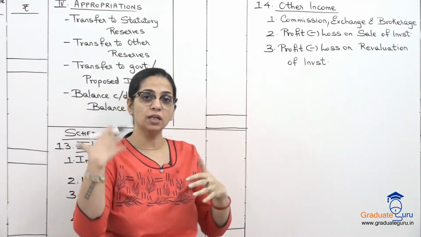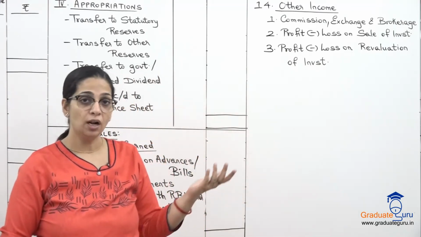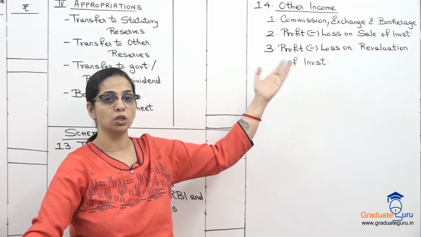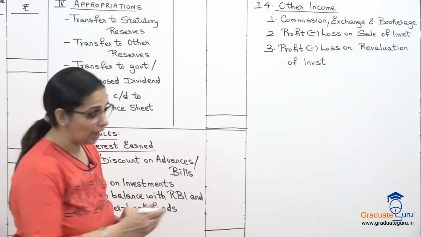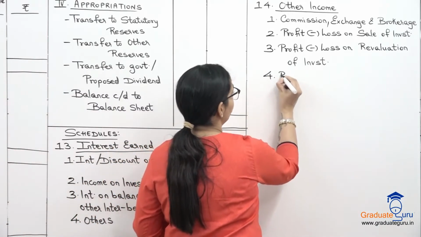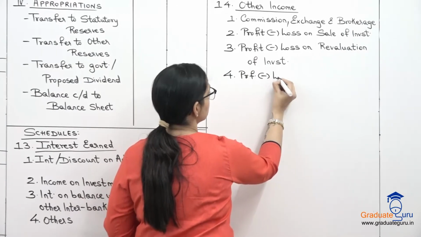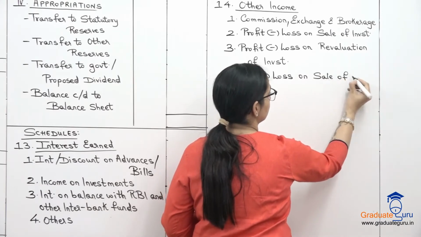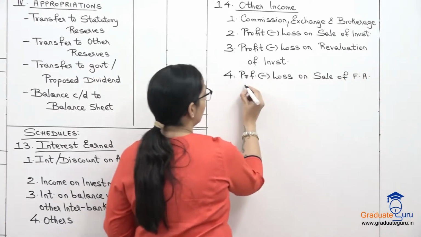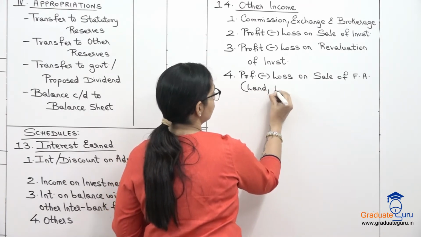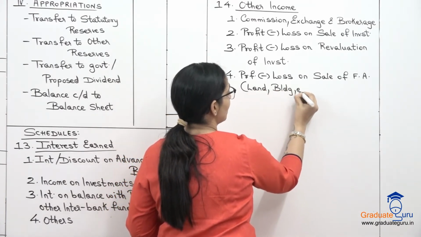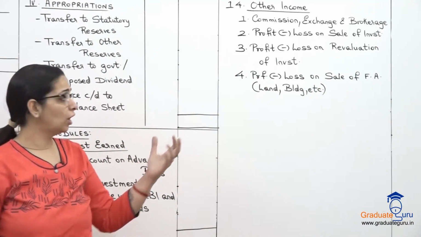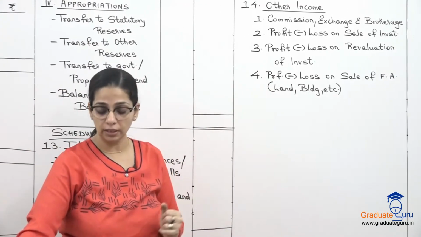If there is an increase in the value, it will be a profit and that will also be shown over here. So profit minus loss, again profit will be positive, loss will be negative. Then we have again profit or loss, that is profit minus loss on sale of fixed assets. So that will include our land, building, etc. So whatever fixed assets the bank has, if it is selling that, then उसका profit या loss हम यहाँ पर ही बताएंगे as other income.